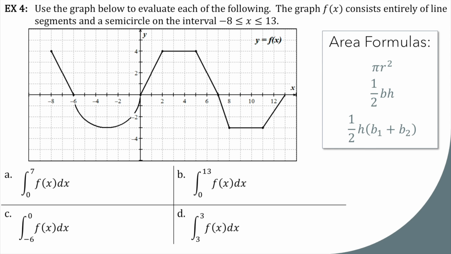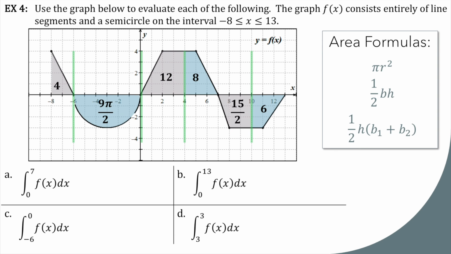So I'm going to mark off some important area segments here. And then we'll go 4. We've got that triangle on the left. And then this semicircle is 9 pi over 2. And then we have a trapezoid of 12, another trapezoid of 8, and then another trapezoid, 15 over 2, and then our final trapezoid of 6.